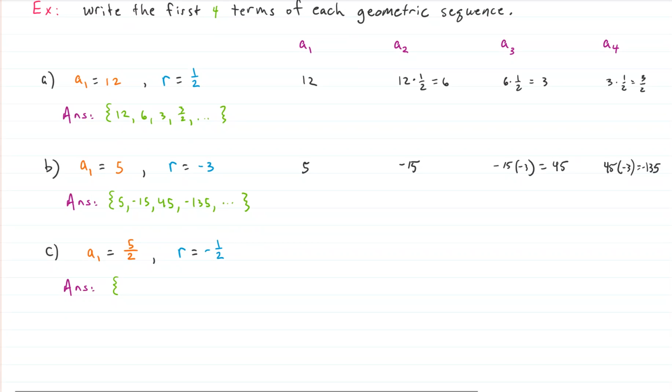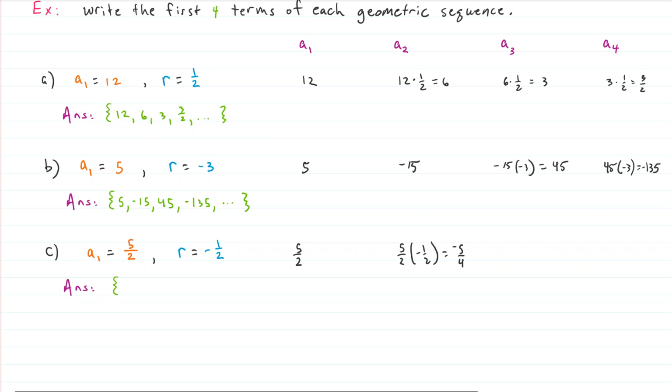Let's do the last example here. The first term is 5/2 because it's given to us. The common ratio is negative 1/2, so that means to get the second term, take 5/2, we multiply by negative 1/2. That gives us negative 5/4.